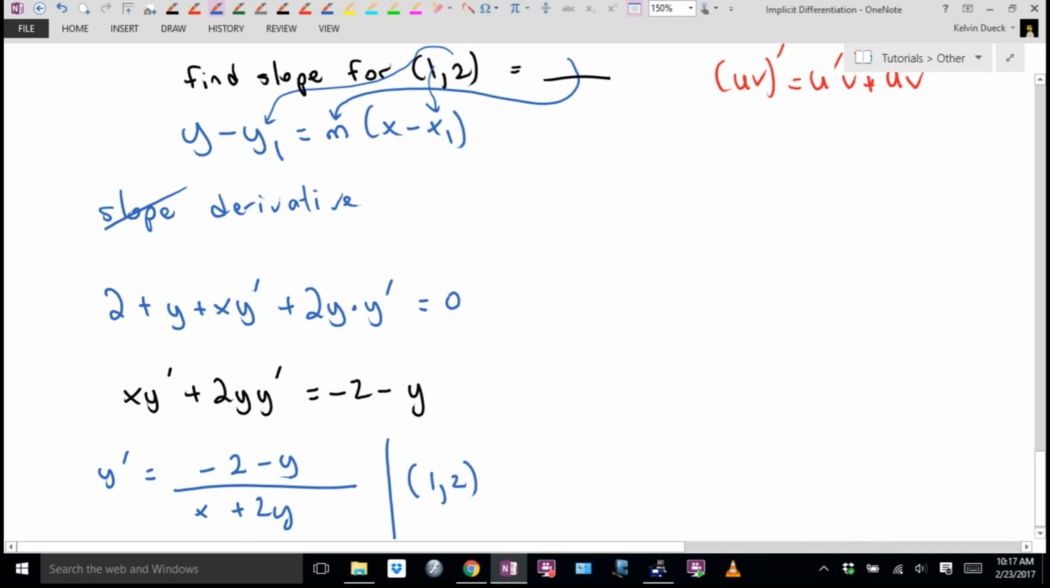You guys have seen that little vertical bar trick as a nice handy-dandy shorthand for substitution. So if you draw a vertical bar, that's an abbreviation for, and now we're going to substitute in, whatever we put next to there.